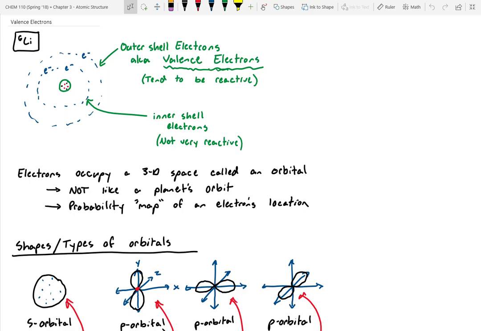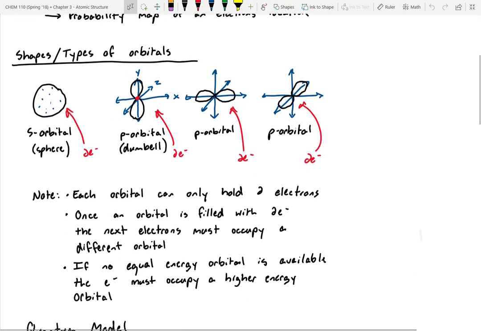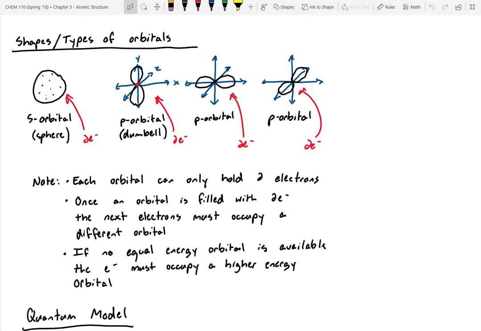All right, last Friday we ended up finishing on valence electrons. And we said that if you look at an element or an atom, it's got two types of electrons. It's got the inner shell electrons that aren't very reactive, and then valence electrons are always in the outer shell. And we said that they're typically occupying these orbitals of defined shape.